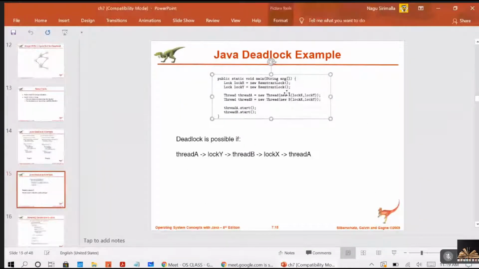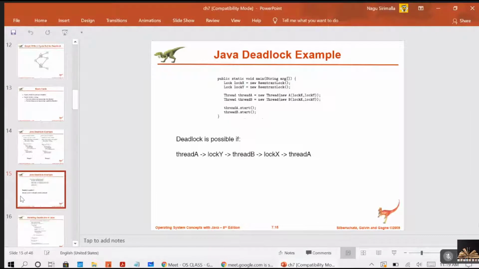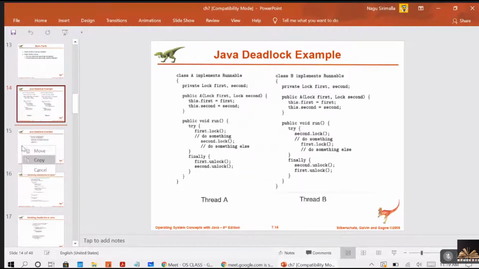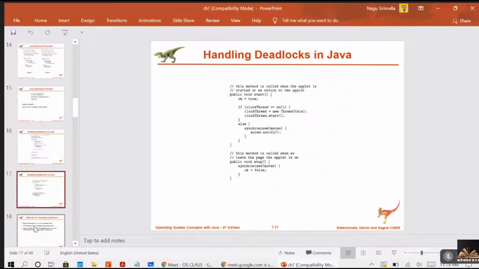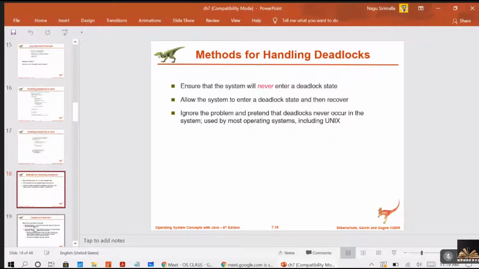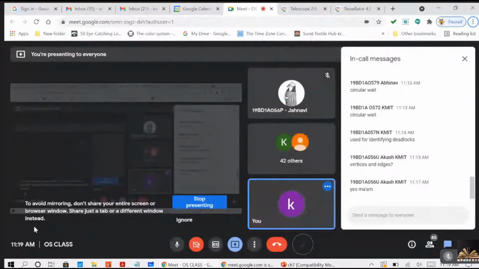Now, this is not required for you. Now coming to this, methods for handling the deadlocks. So how are you going to handle the deadlocks? Someone please tell me. I told you in the last class, no? Yes, ma'am. How can we handle the deadlocks?